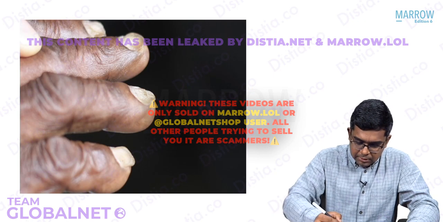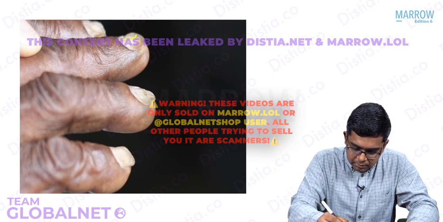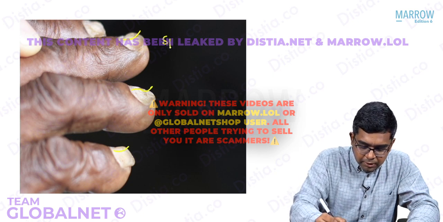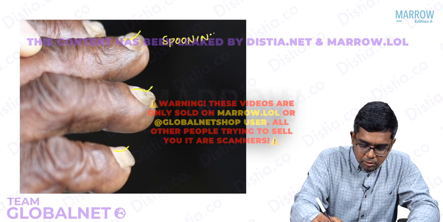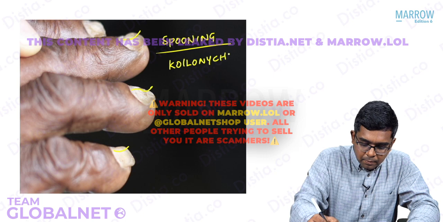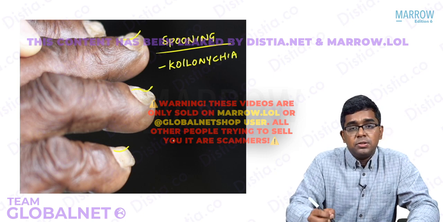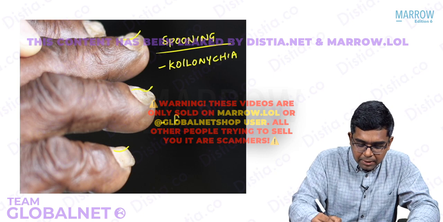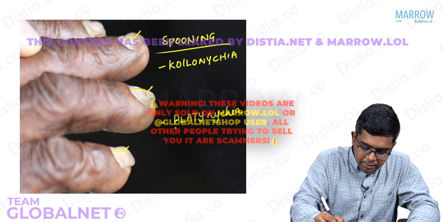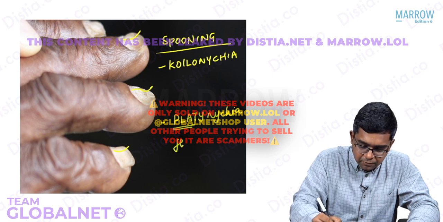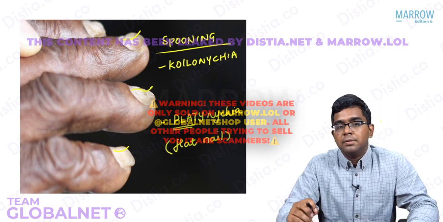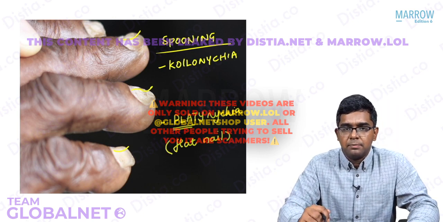Can you see that the nails are something like curved like this? This is what we call a spooning of the nails, or what is called koilonychia. Another characteristic feature of the nail noted in iron deficiency anemia is platynychia. Platy refers to flatness, so it is basically a flat nail. So these are some of the unique features of iron deficiency anemia that one can correlate with.